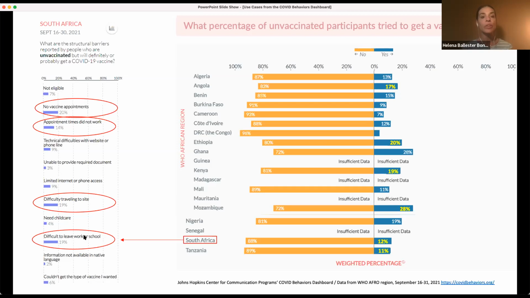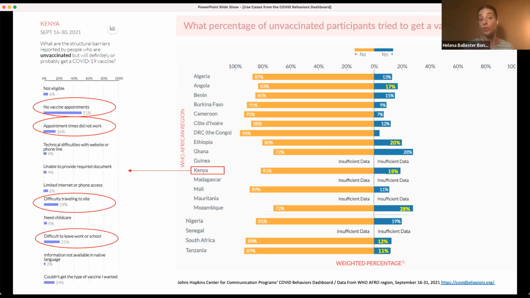We find the same, for example. The previous one was for South Africa, but in Kenya we find very similar data. In the case of Kenya, 19% of those who wanted to get the vaccine were not able to do it. And again, the reasons are the same: the difficulties getting appointments, the difficulties traveling to the sites, and the difficulties adjusting their work style or their lifestyle to the opening hours of the vaccination facilities.